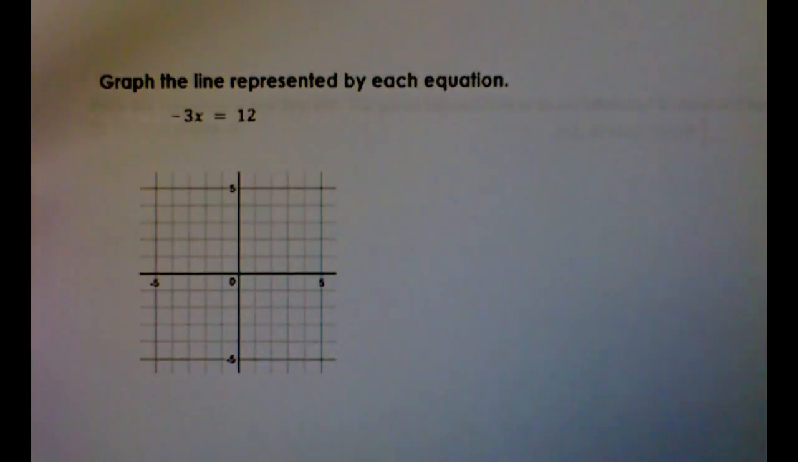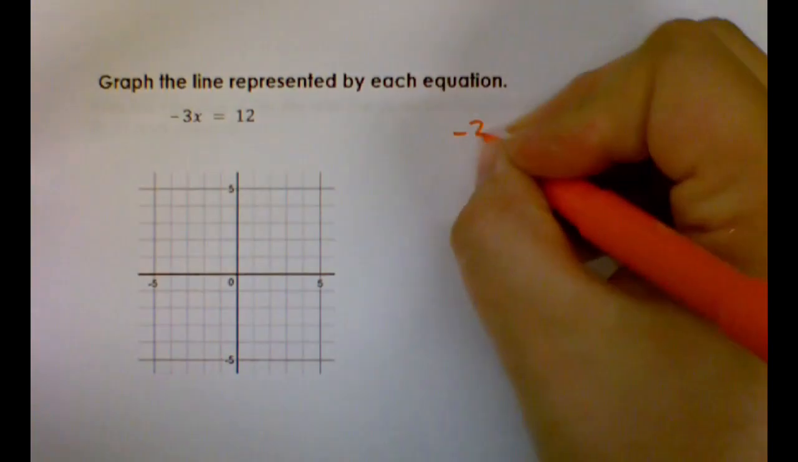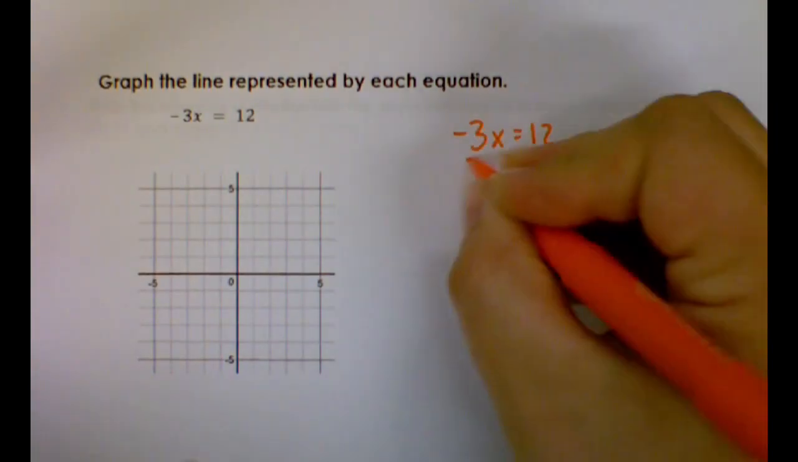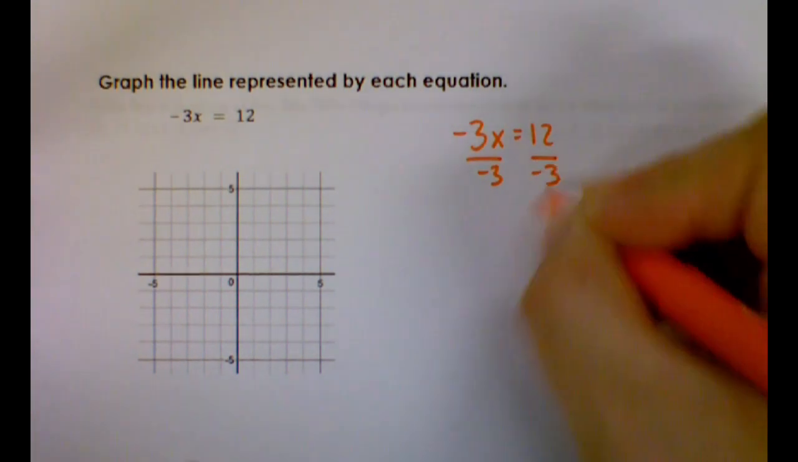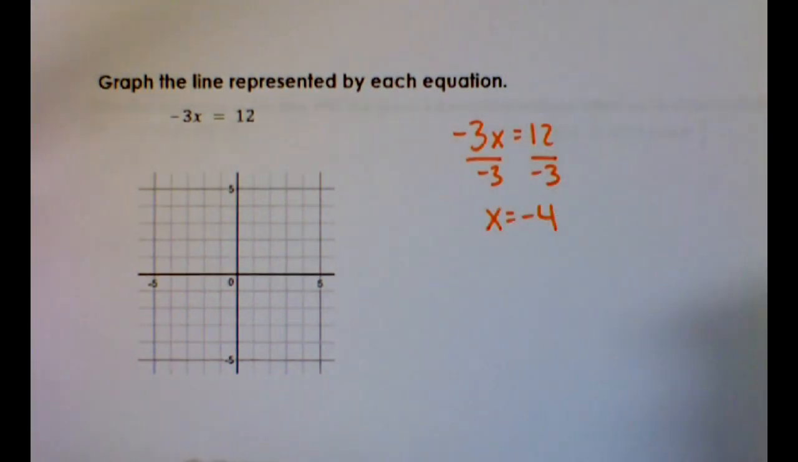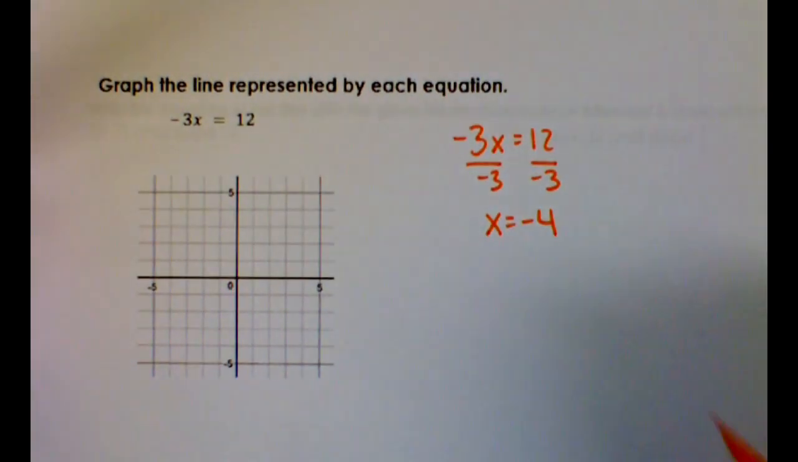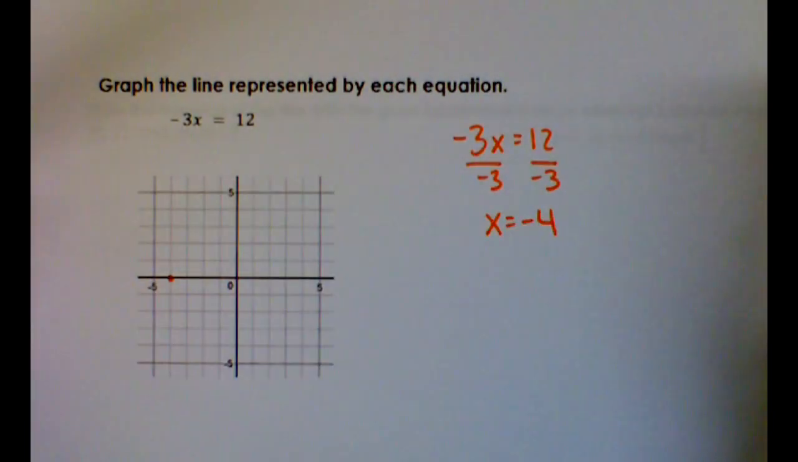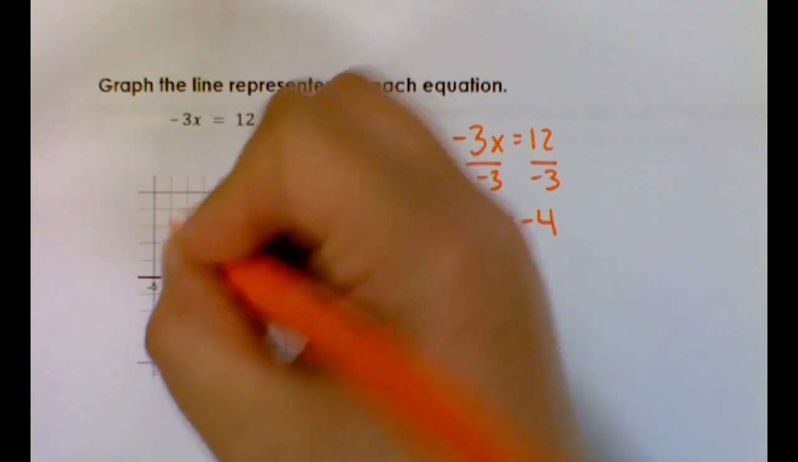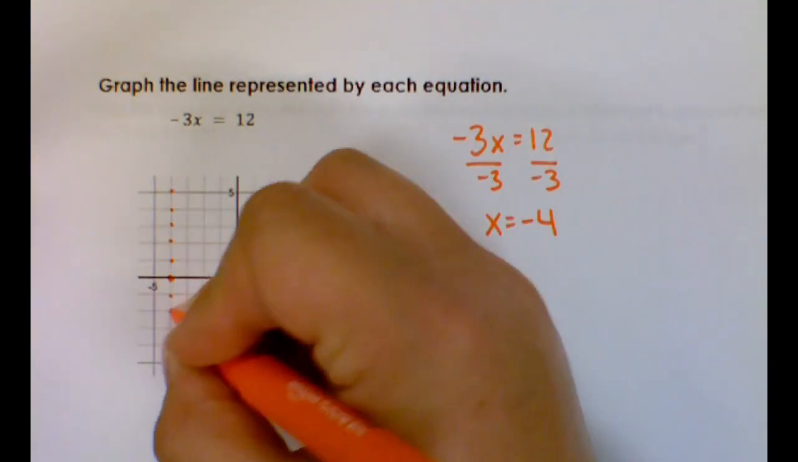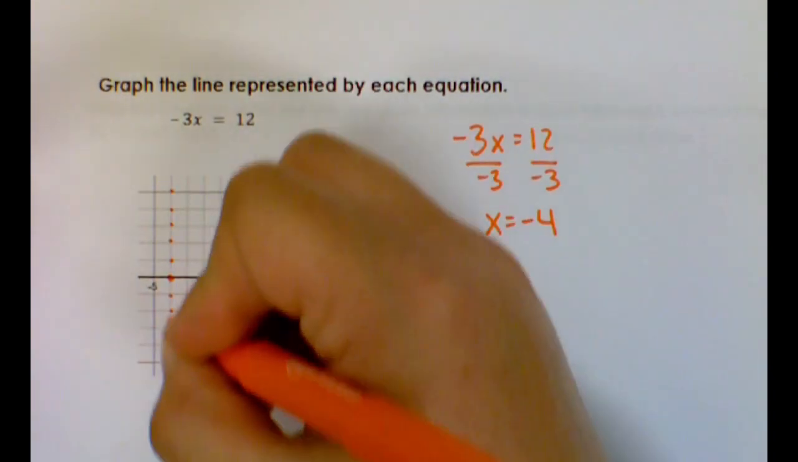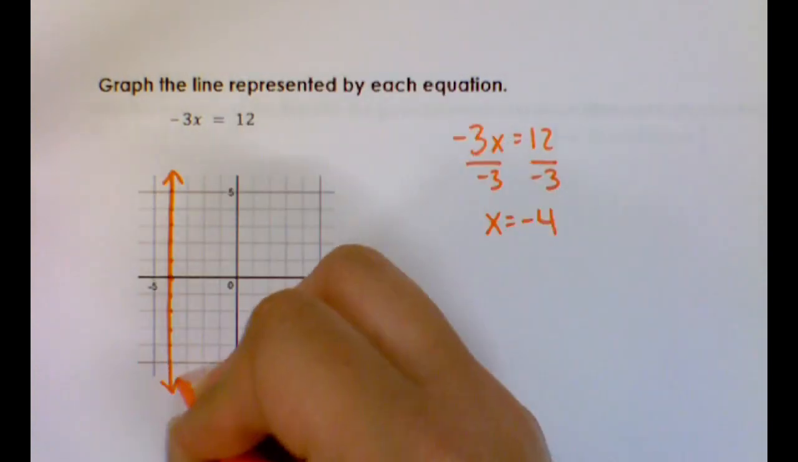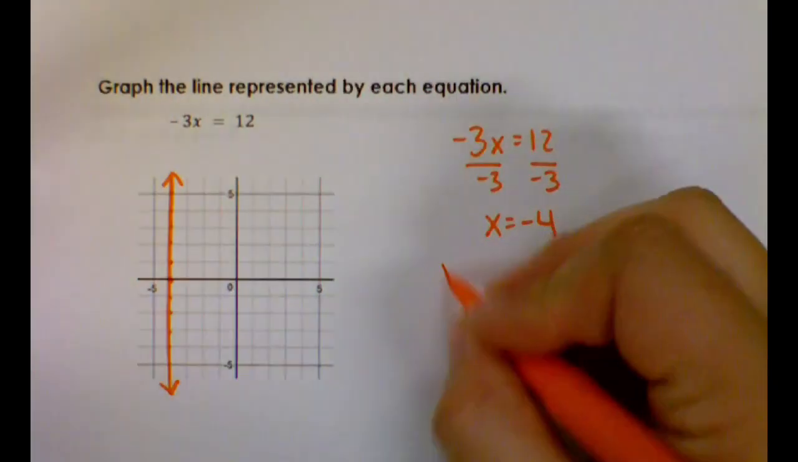Alright, negative 3x equals 12. Well, I would definitely get my x solved for. So I divide by negative 3. X equals negative 4. Well, x is negative 4. Doesn't say what y is. So it's just anytime x is negative 4. Doesn't matter what y is. X is just negative 4. Oh look, that's a vertical line. Vertical lines are x equals a value.